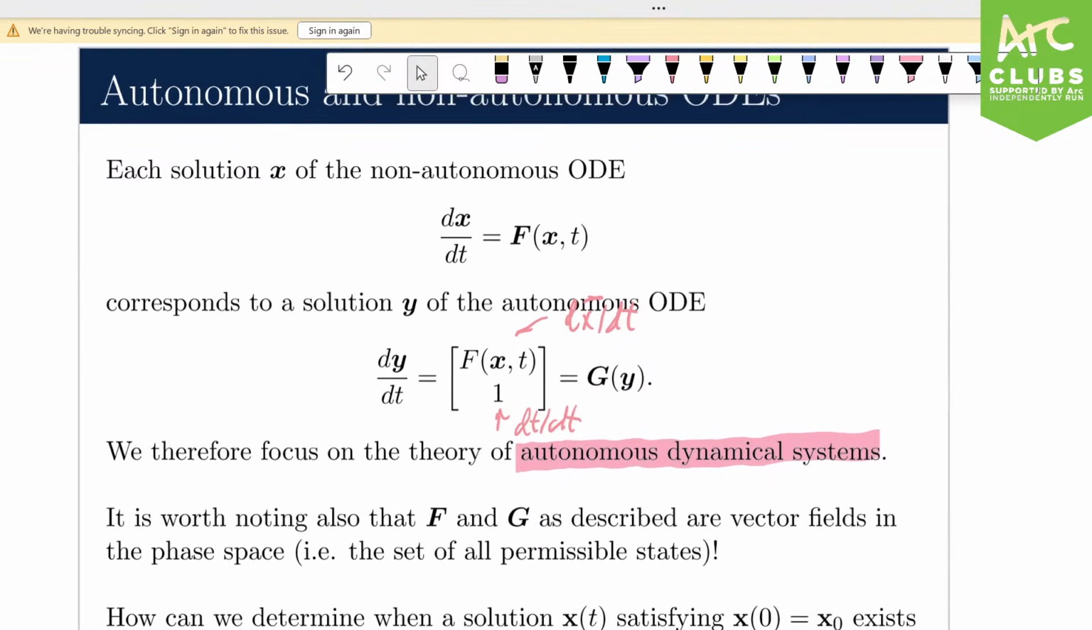So the question that we want to be asking. Wait, hold on.